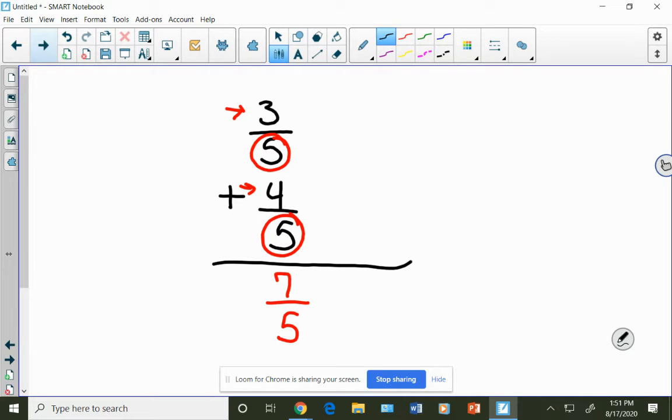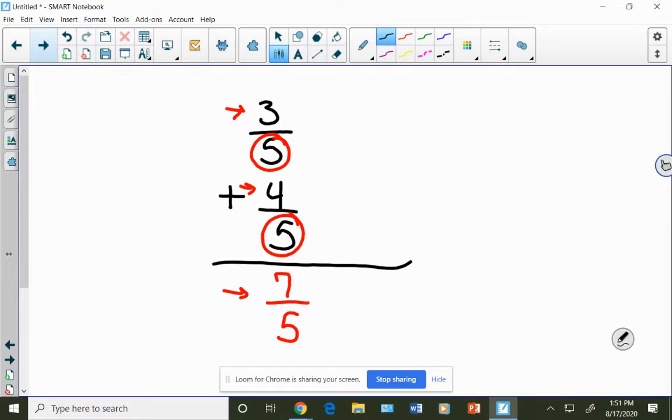Now, normally when we add, subtract, multiply, or divide any type of fraction, we cannot leave our answer improper. That's an improper fraction, and we generally just do not leave our answer improper. We simplify our answer. So, how do we change this to a mixed number? We need to change all improper fractions to mixed numbers.